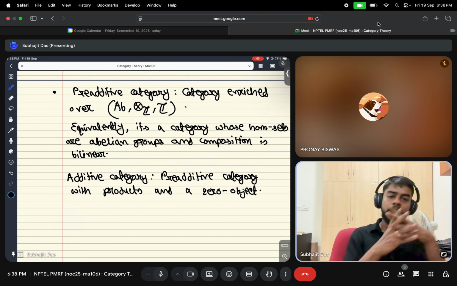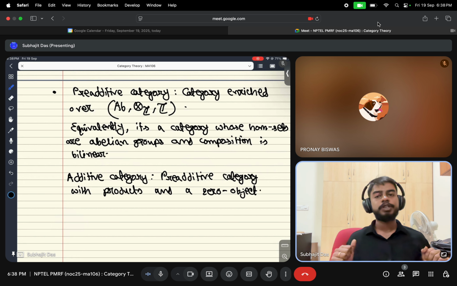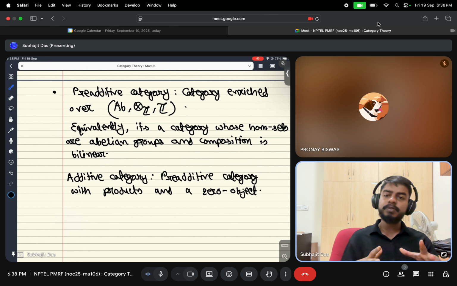And how do you get to ringoids or preadditive categories? Just study the many object versions of that. So you study a category with many objects which has the same kinds of properties, namely each Hom has an abelian group structure, composition is bilinear, which is exactly the notion of a preadditive category, which is also referred to as a ringoid. So I'm sure he has mentioned how modules over a ring can be thought of as additive functors, right?